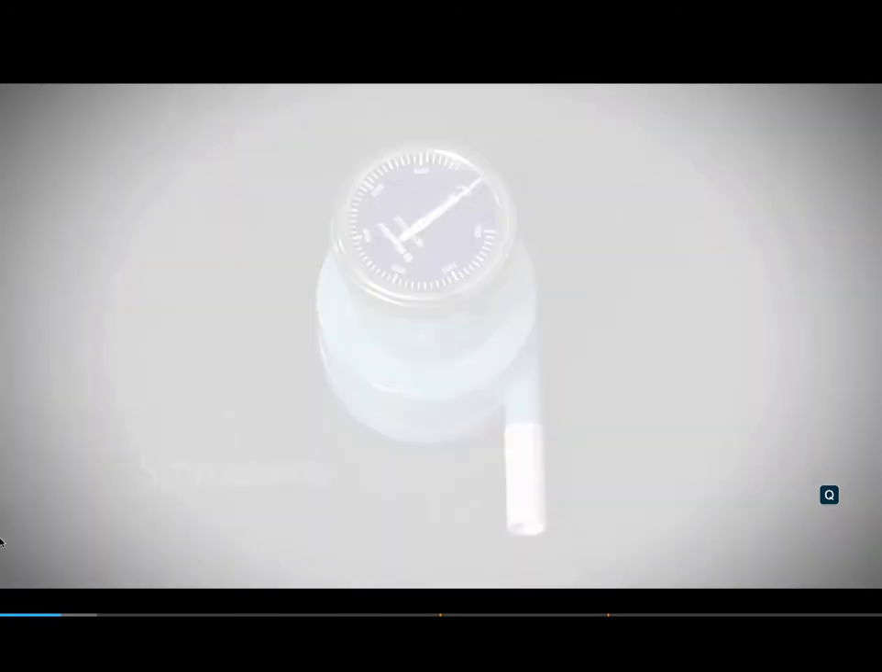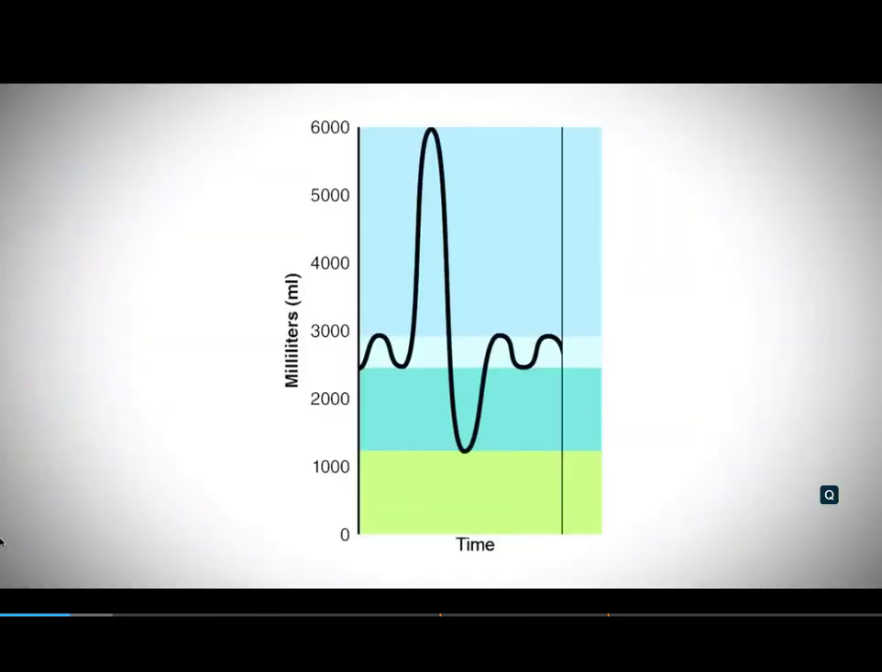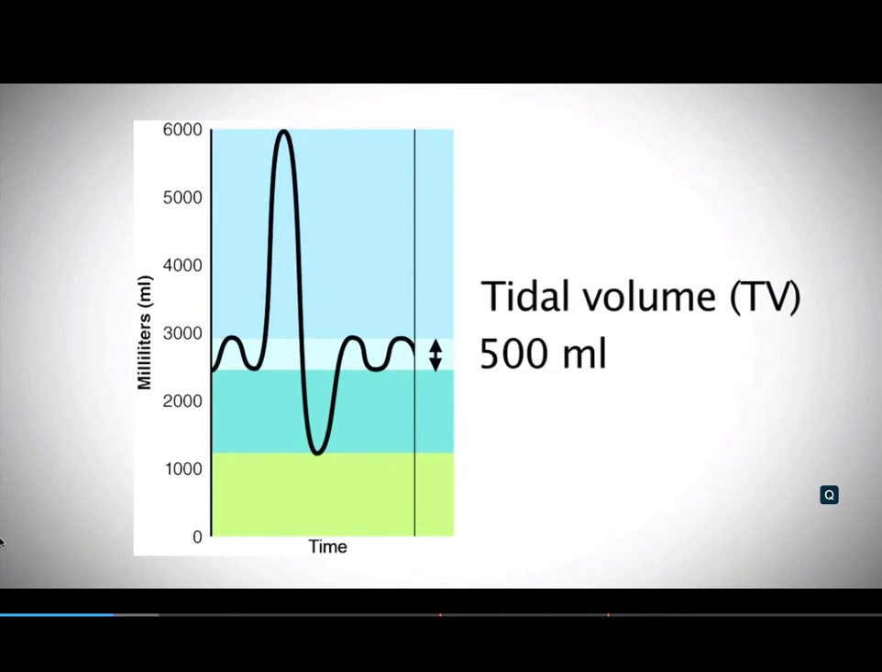A spirometer is an instrument used to measure respiratory volumes. This is a tracing from spirometry of a healthy young adult male. We'll use this tracing to discuss measurements and average respiratory volumes and capacities. The tidal volume, or TV, is the unforced volume of air inhaled or exhaled with each quiet, normal breath. The average tidal volume under resting conditions is 500 milliliters, or ml.